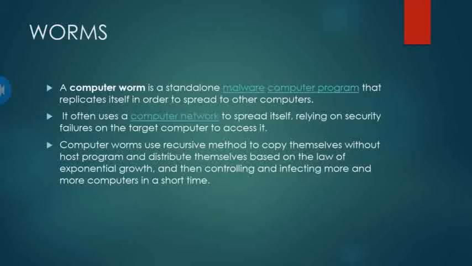Computer worms use a recursive method to copy themselves. Recursive means worms produce copies of themselves at multiple stages, and they work without a host program and distribute themselves based on the law of exponential growth, and then infect more and more computers in a very short time.